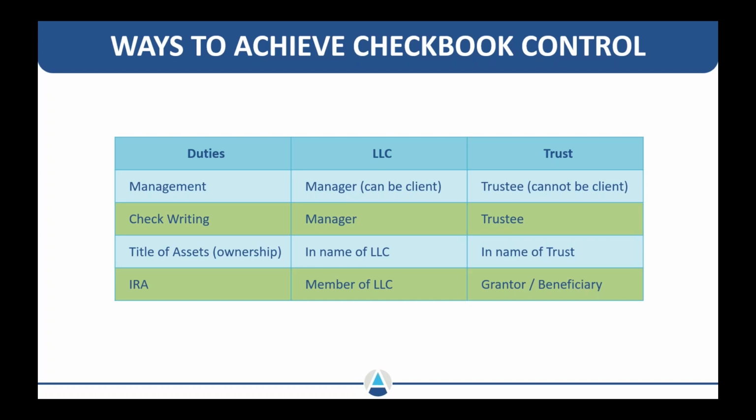So to come back to a landing here, the two ways that you can attain checkbook control are trusts or LLCs. You can, and by extension Advanta will allow you to, be the manager of an LLC. You cannot be the trustee of a trust because a trustee does qualify as a fiduciary, and you are prohibited from acting in a fiduciary capacity to your IRA. The check writing through that entity is done by either the manager or the trustee. The title of all asset ownership is going to be in the name of one of those two entities.